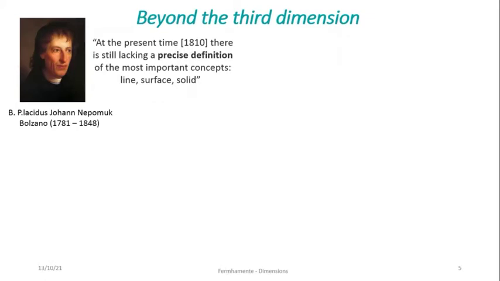Bernard Bolzano was a mathematician and a philosopher at the turn of the 18th to 19th centuries. He saw the lack of a precise definition of geometrical objects. At the present time, he wrote in 1810, there is still lacking a precise definition of the most important concepts: line, surface, solid.